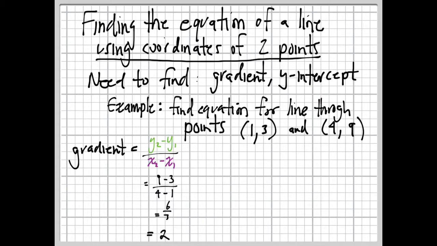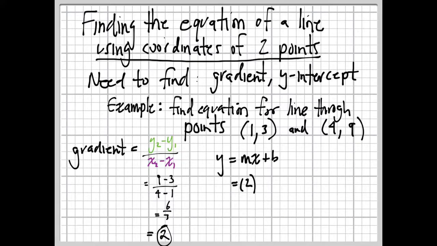Now the second step is to find the y-intercept, and this is where it gets a little bit tricky. And only a little bit tricky. It's not hard. What we're going to do is take our gradient and one of the points, and use the coordinates and plug those into gradient intercept form, y equals mx plus b. We're going to plug in basically everything we know so far: the coordinates for one of the points and the gradient.